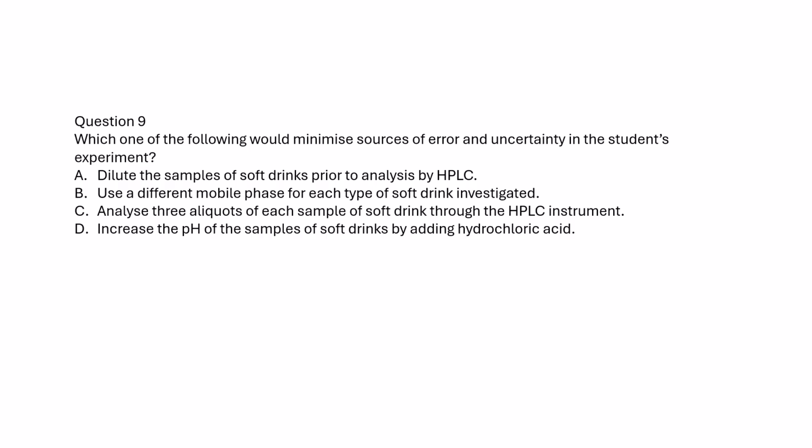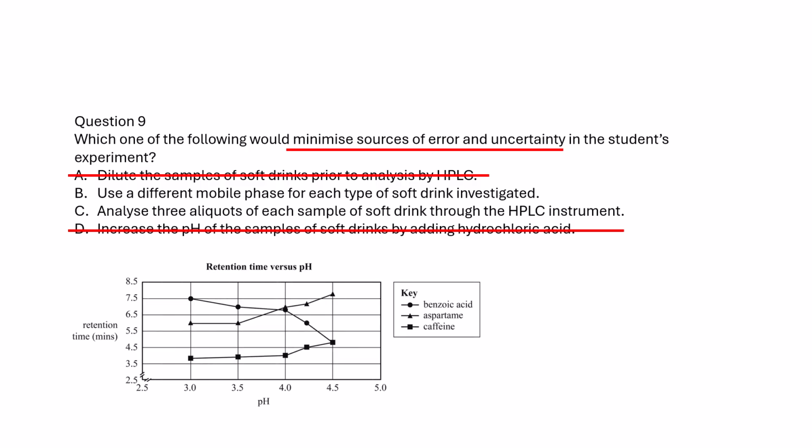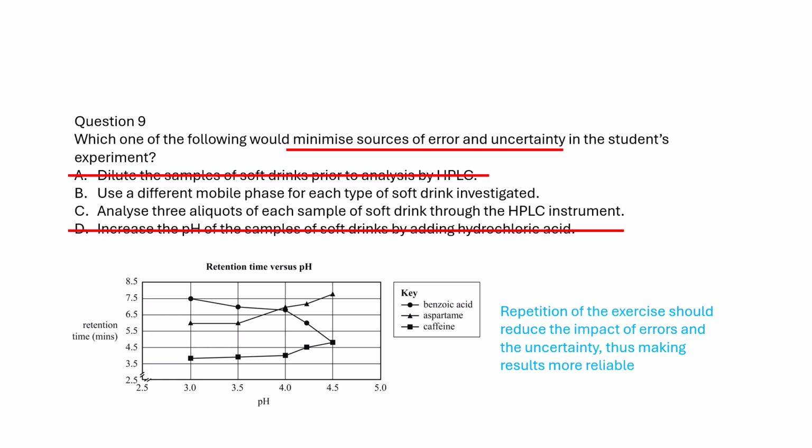State the methods to minimize sources of errors and uncertainty. Diluting the sample's dose does not influence. Since this experiment is focused on the pH, the type of mobile phase is not related to errors. Although the pH is an independent variable, an increase in pH just extends the curve, but does not influence the errors. This graph shows that only one experiment is complete. One-time experiments cannot be repeated. So, repetition of the experiment should reduce the impact of errors and the uncertainty, thus making results more reliable.